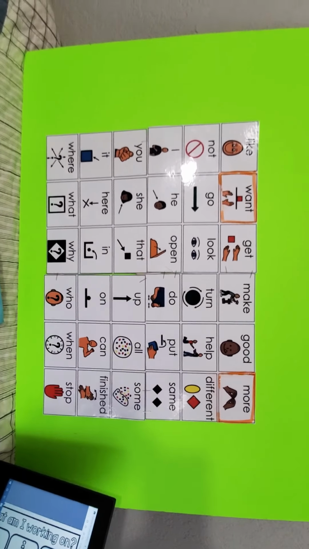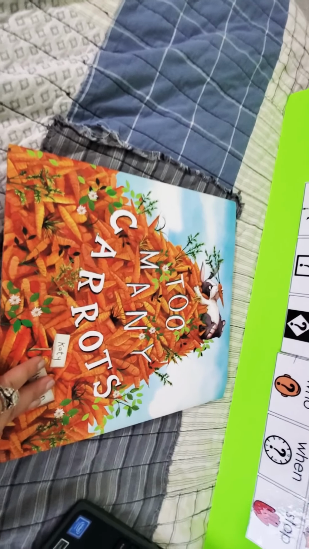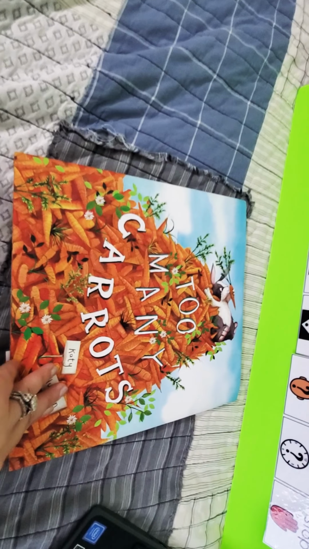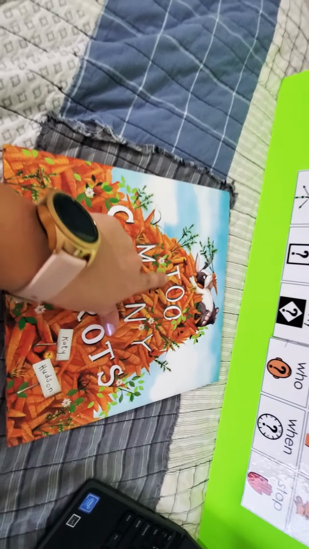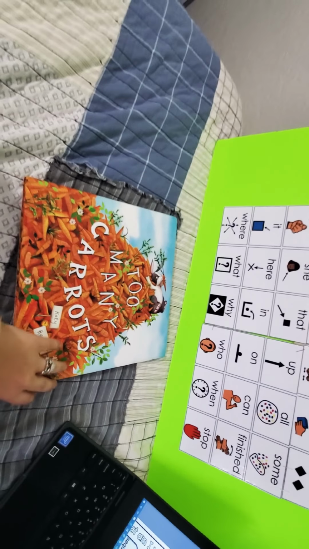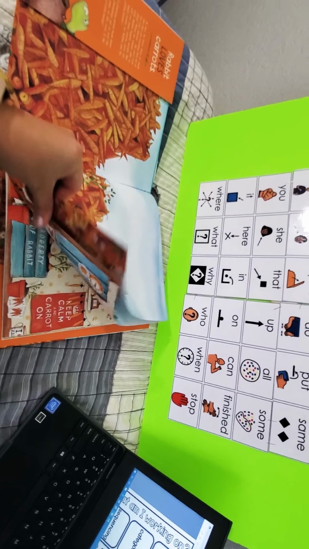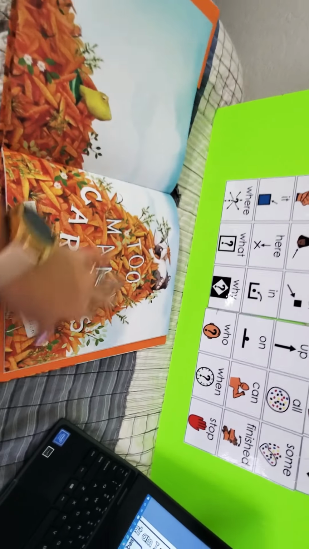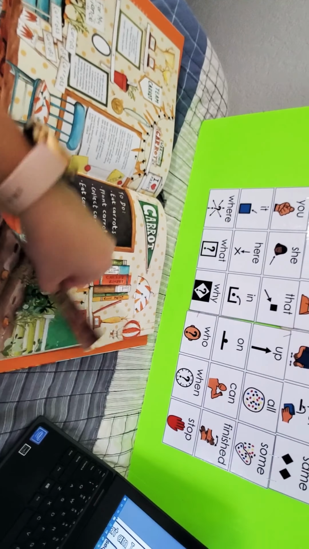So when you open up the book, you can always talk about the cover too. For our higher level students, you might want to talk about predicting what they think the story might be about by looking at the pictures and reading what's on the title and thinking, okay, what do we think the main idea of this story might be? This is also a great book to use with students working on social goals, as it is talking about a rabbit and his friends.